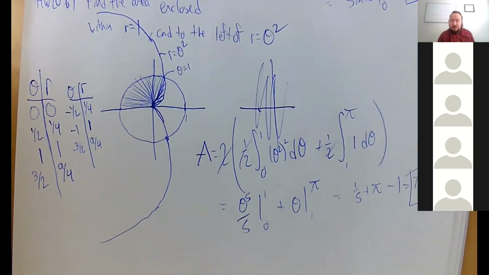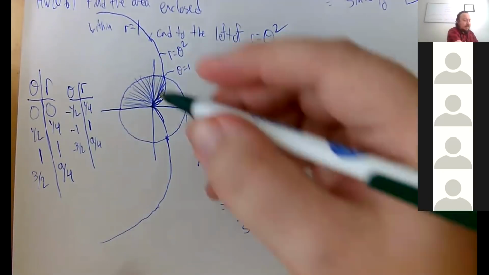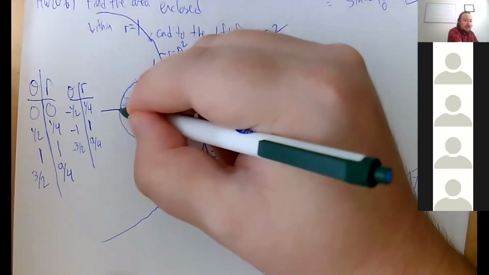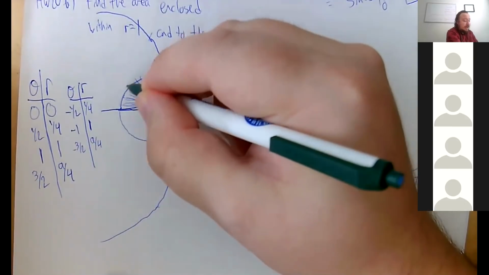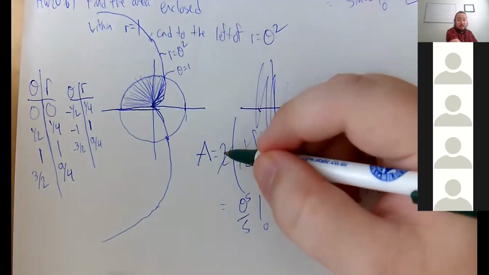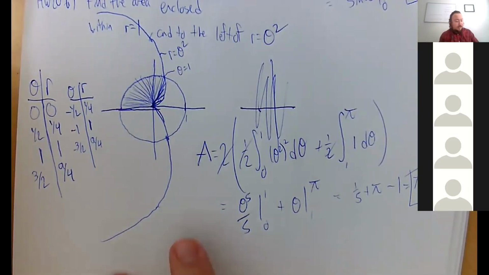All right, so we have some questions here. Why did we choose pi? Because pi is this angle right here. This is the angle pi. And I noticed that I have half of my area there, so then I just double it to get the rest of the area. So that's why I picked pi for my upper bound for this.